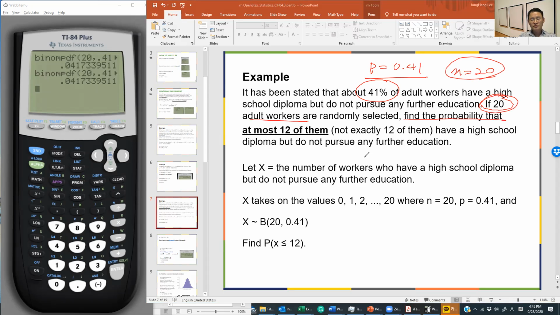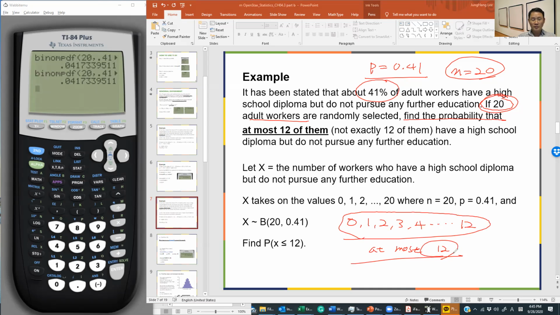At most 12 meaning what? Out of 20, at most 12. That means out of 20, we are considering the 0 case, 1 case, 2 case, 3 case, 4 case, all the way up to 12 case. This is at most 12 case. Up to 12. At most 12 means up to 12. That includes 12, from the 0 case, meaning like this.